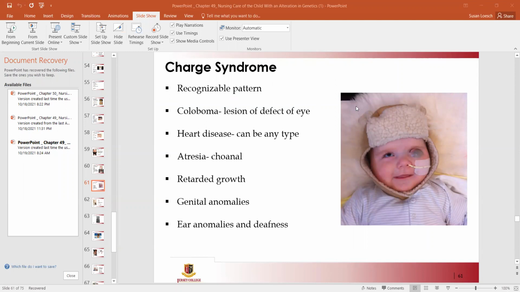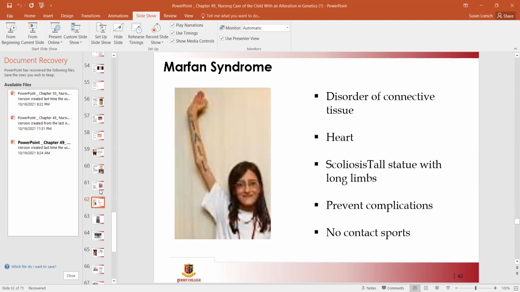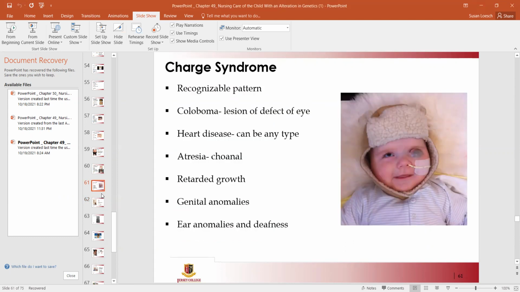So the coloboma is a lesion or a defect of the eye. Heart disease can be any type. The atresia is usually choanal, retarded growth, the genital anomalies, and the ear anomalies and deafness. Focus is on identifying and treating all the defects, and early diagnosis is important. So this choanal atresia is a blocked or narrowed passageway from the nose to the throat, leading to aspiration.